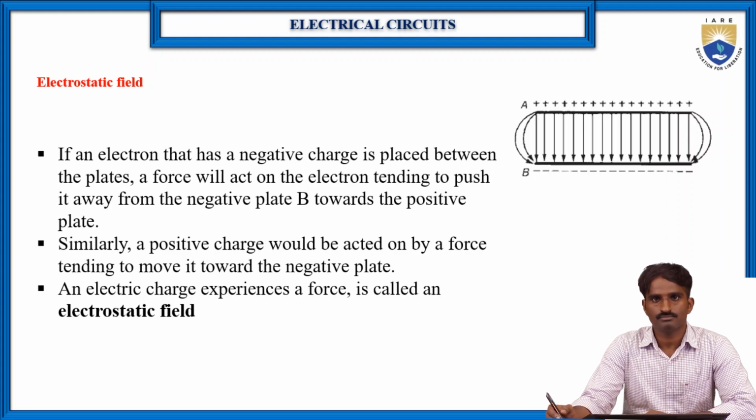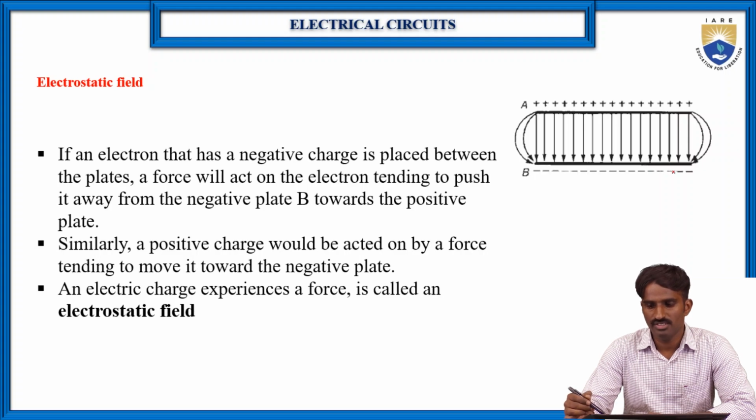To understand this better, I have considered two plates, called A and B. Plate A has the positive charge and plate B has the negative charge. Of course, we know that an electron has a negative charge. If you place an electron between these plates, then a force will act on the electron, tending to push it away from the negative plate B and towards the positive plate A.